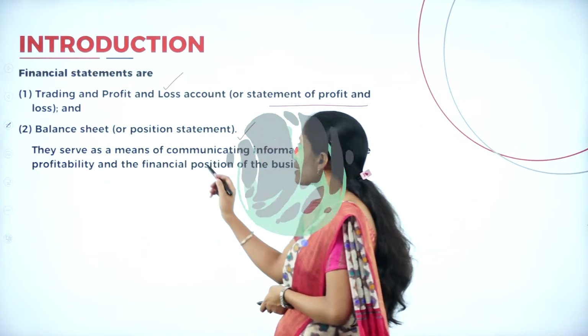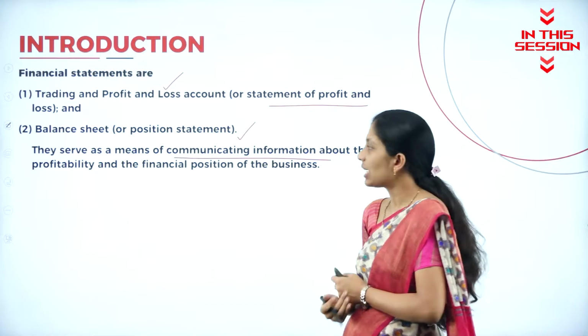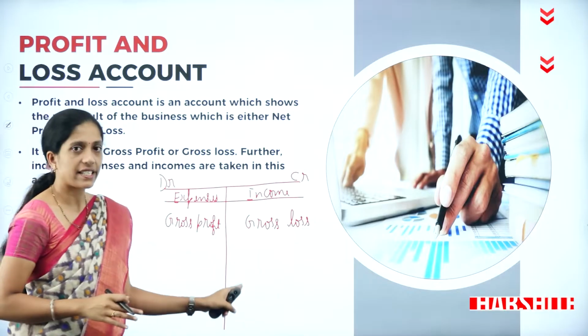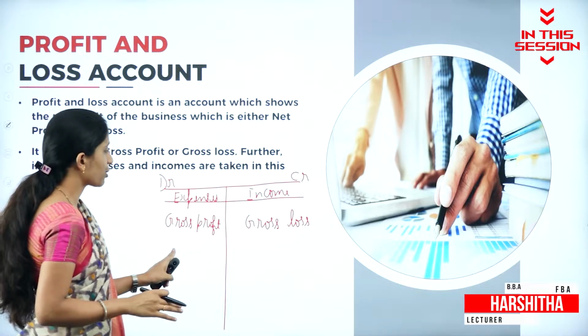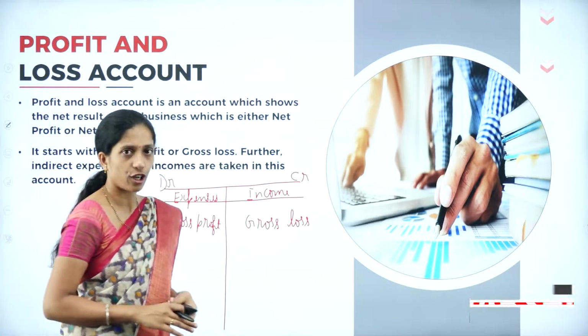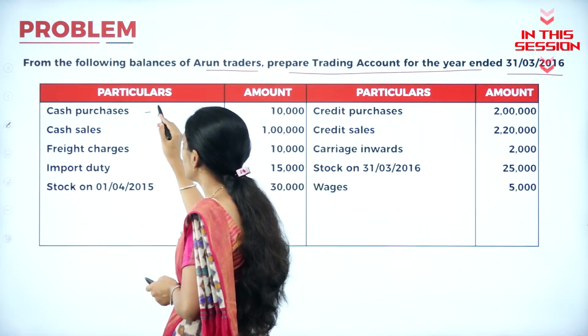Now, they serve as a means of communicating information about the profitability and the financial position of the business. If the credit side is more than debit side, then it is gross profit. If the debit side is more than credit side, then it is gross loss. So, cash purchase, where do we record? In the debit side.